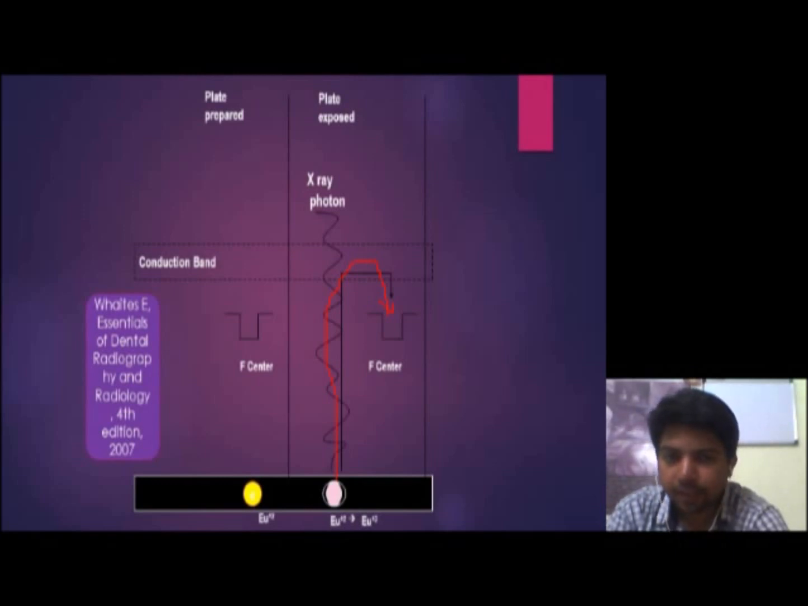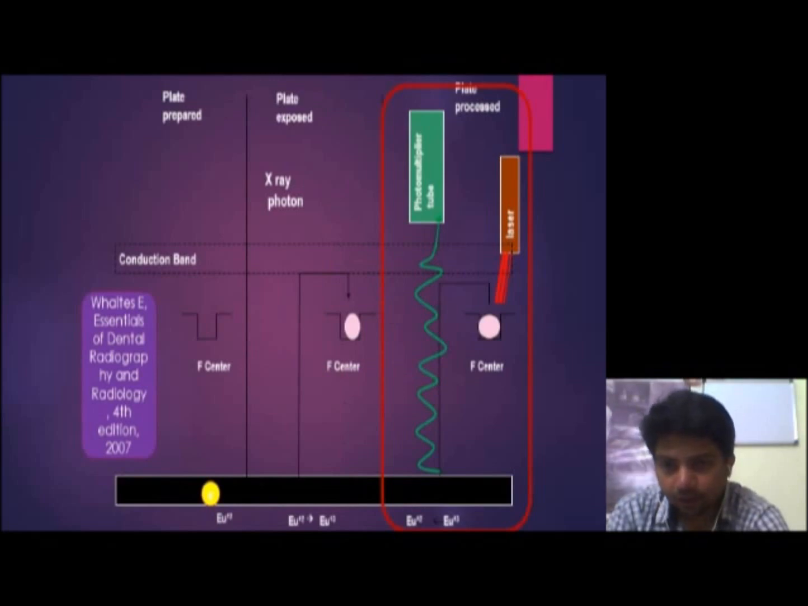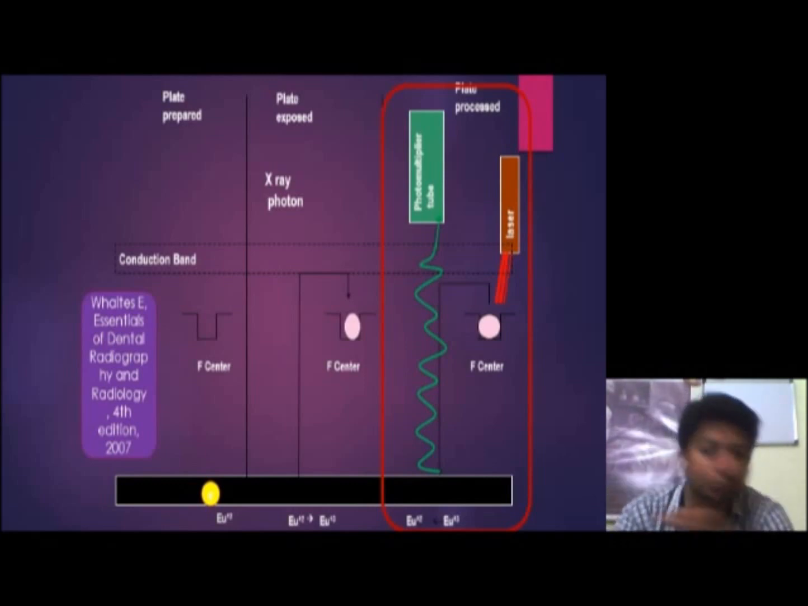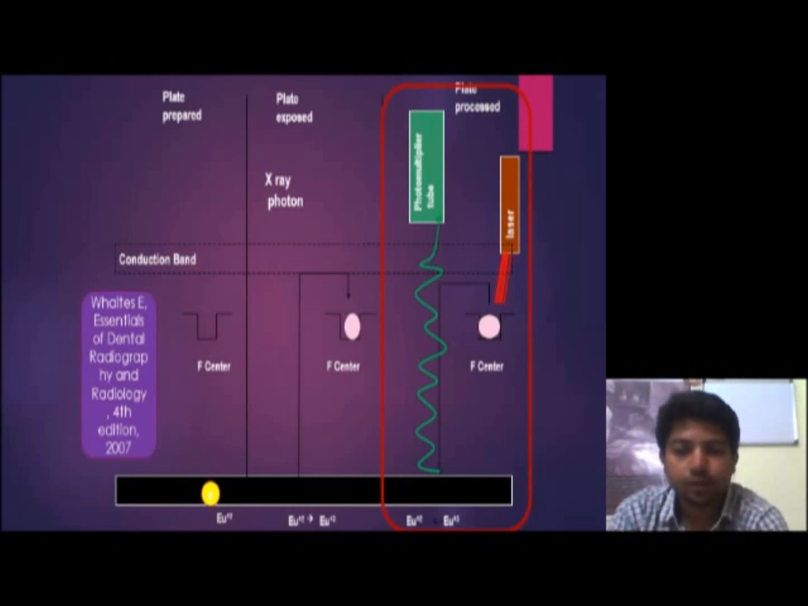In the next step of processing, a laser of red light made up of helium neon provides a red light to activate this electron in the F center. Then it goes back to the valence band. Then it releases a green light. This green light is captured by a photomultiplier tube, and then it is transferred to an analog to digital converter, where depending upon the amount of intensity of the light emitted, the picture is formed.